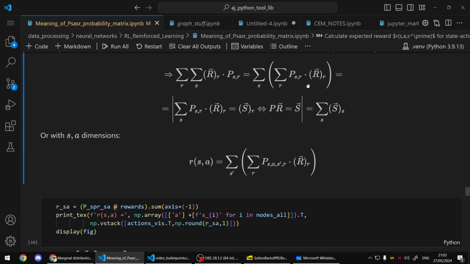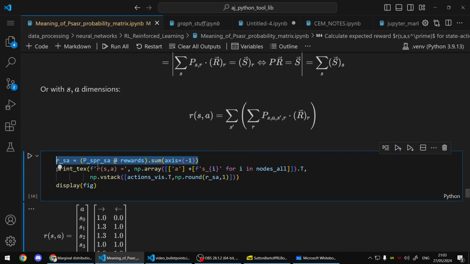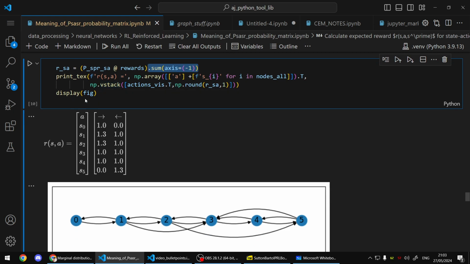So what we end up with is summing over the elements of some kind of matrix times vector multiplication. And that's what we do here. It's very simple. Matrix multiply, sum over S primes. And we should get the value of a state-action.